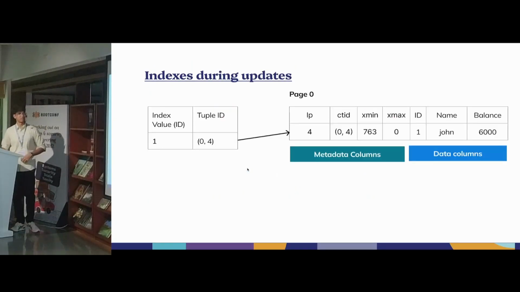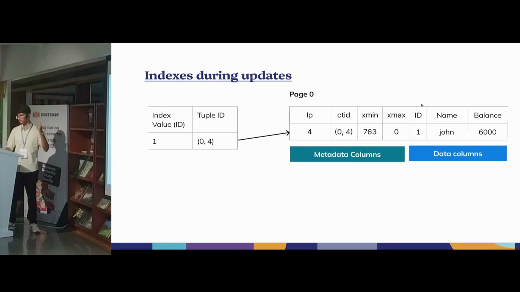Let's come back to indexes. Now we know what the physical location of a tuple is, and we know that indexes always point to a tuple's physical location. Let's see what happens when you do an update, because when you do an update, you're adding a new tuple. Now, what actually happens to an index when you do this?